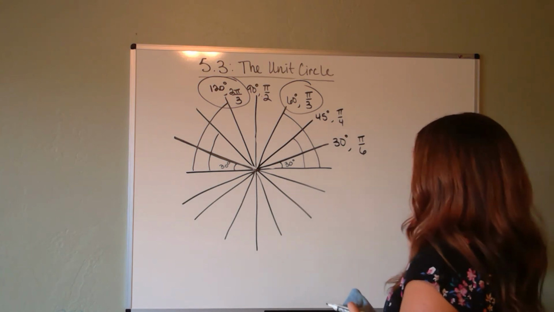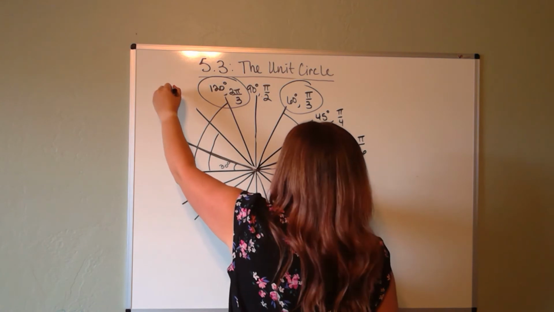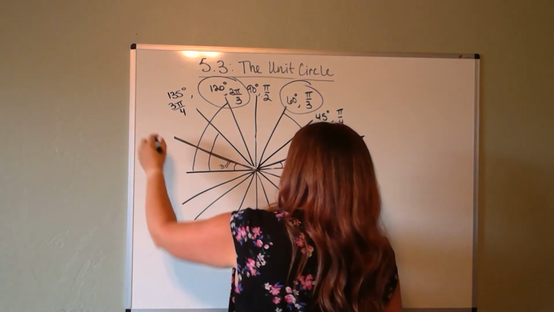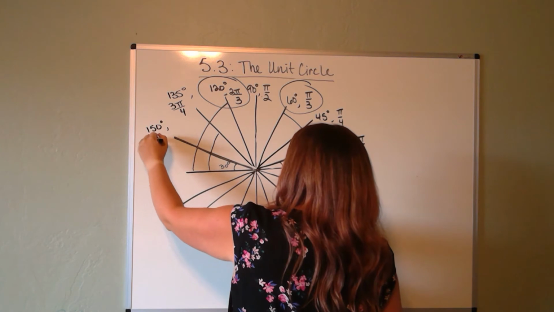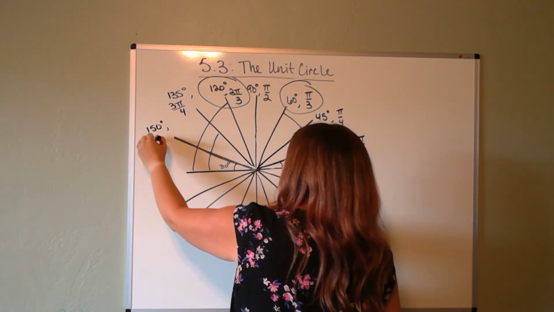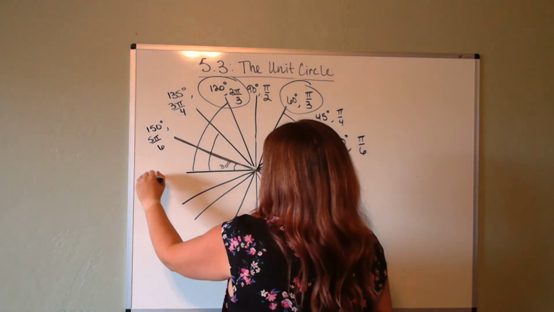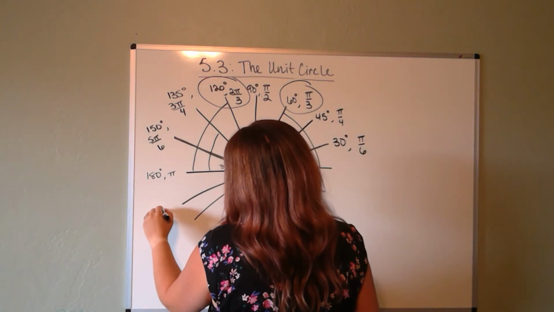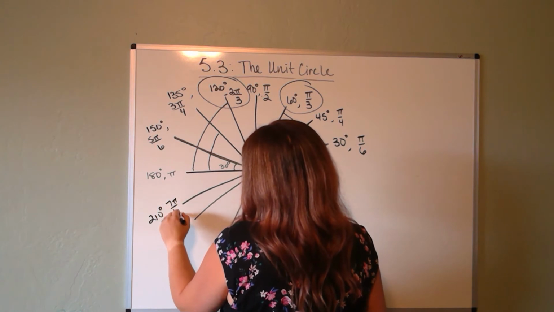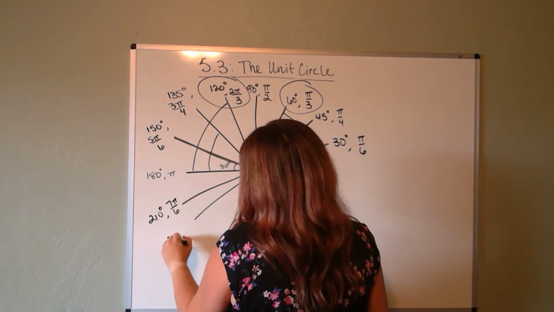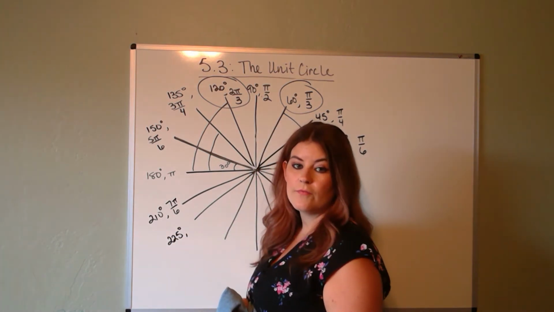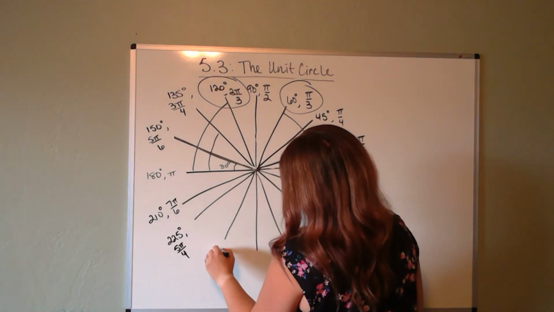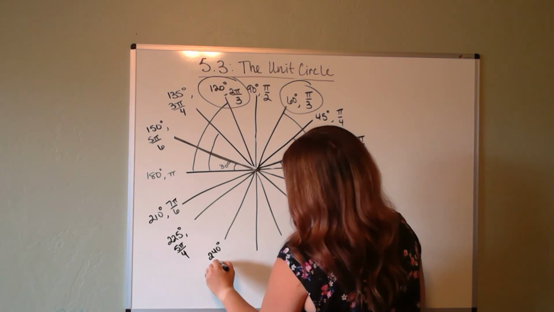Now, I'm going to fill in the names of these angles, or the measures of these angles. You guys, this is 135, or 3 pi over 4. This is 150, or 5 pi over 6. I know this is 180. In radians, that's just pi. Down here, 210. This is 7 pi over 6 in radians. This one, 225. This is 5 pi over 4 in radians. Here, 240. 240 is also known as 4 pi over 3.